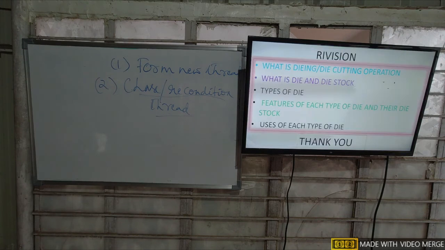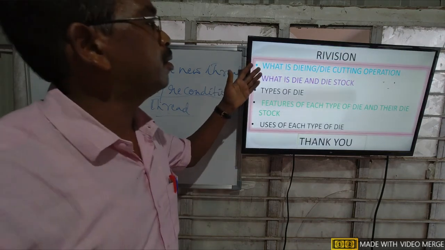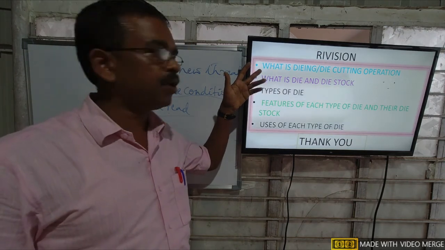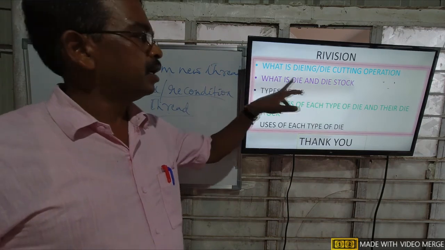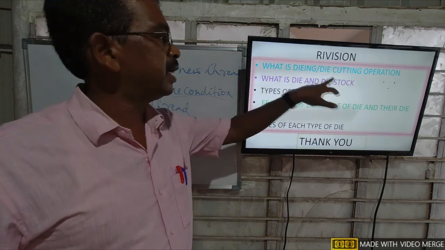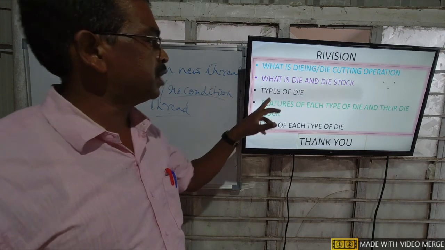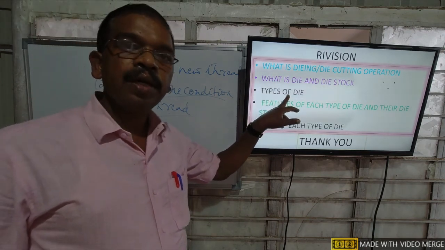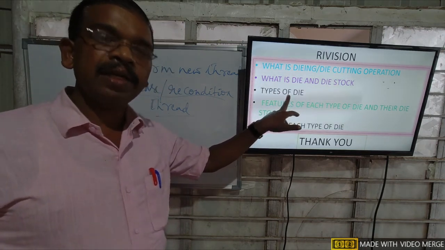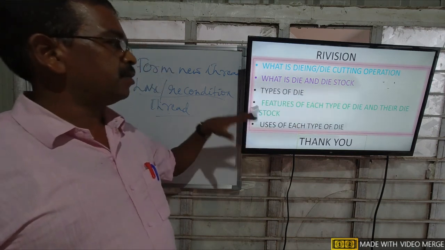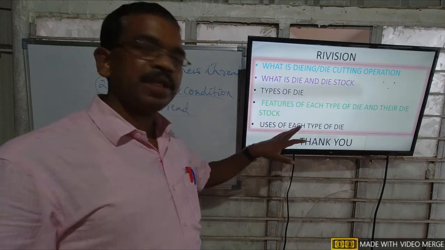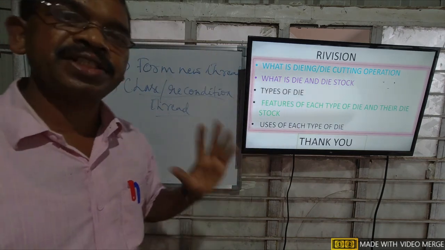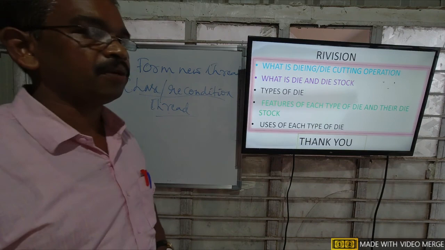So let me revise once again the objectives of today's session. We know what dieing is. It is the process of producing external thread on a cylindrical workpiece. Die is a tool used to form the threads, while the die stock is used to hold the die in position. The types of dies are circular split die, half die, adjustable screw plate die, and die nut. And we know the features also. The use of this die is to produce the external thread on the cylindrical surface of the workpiece.